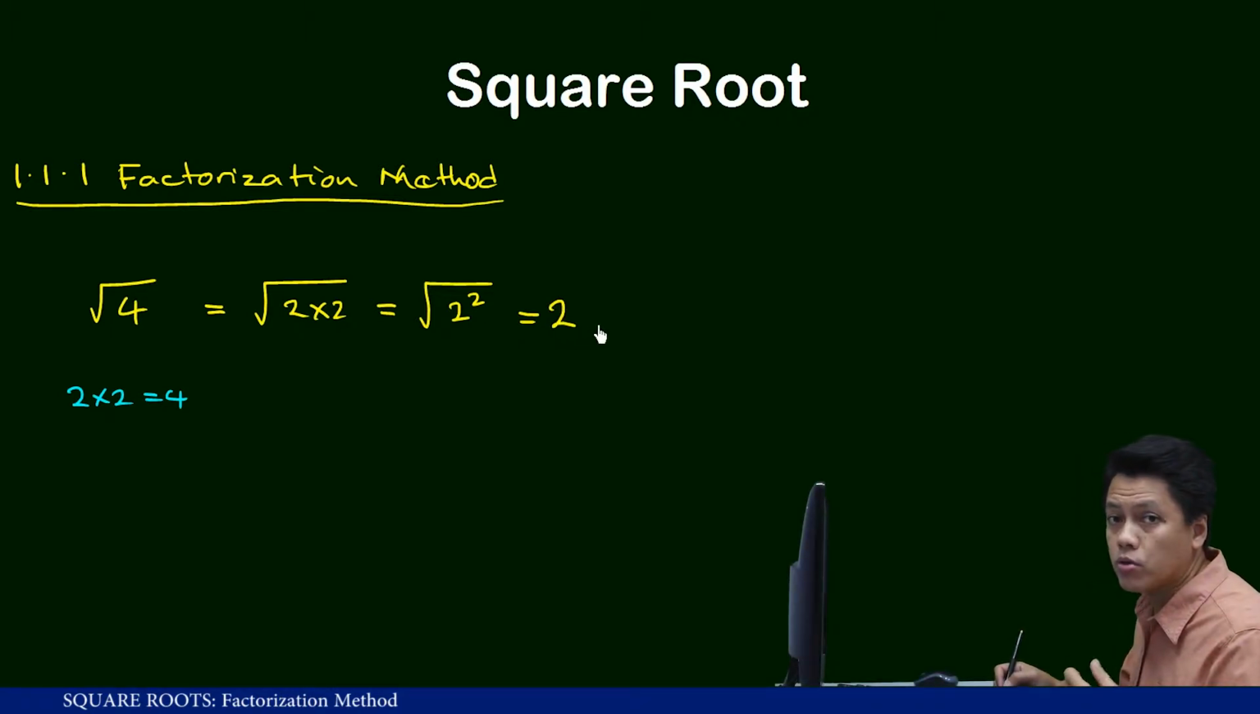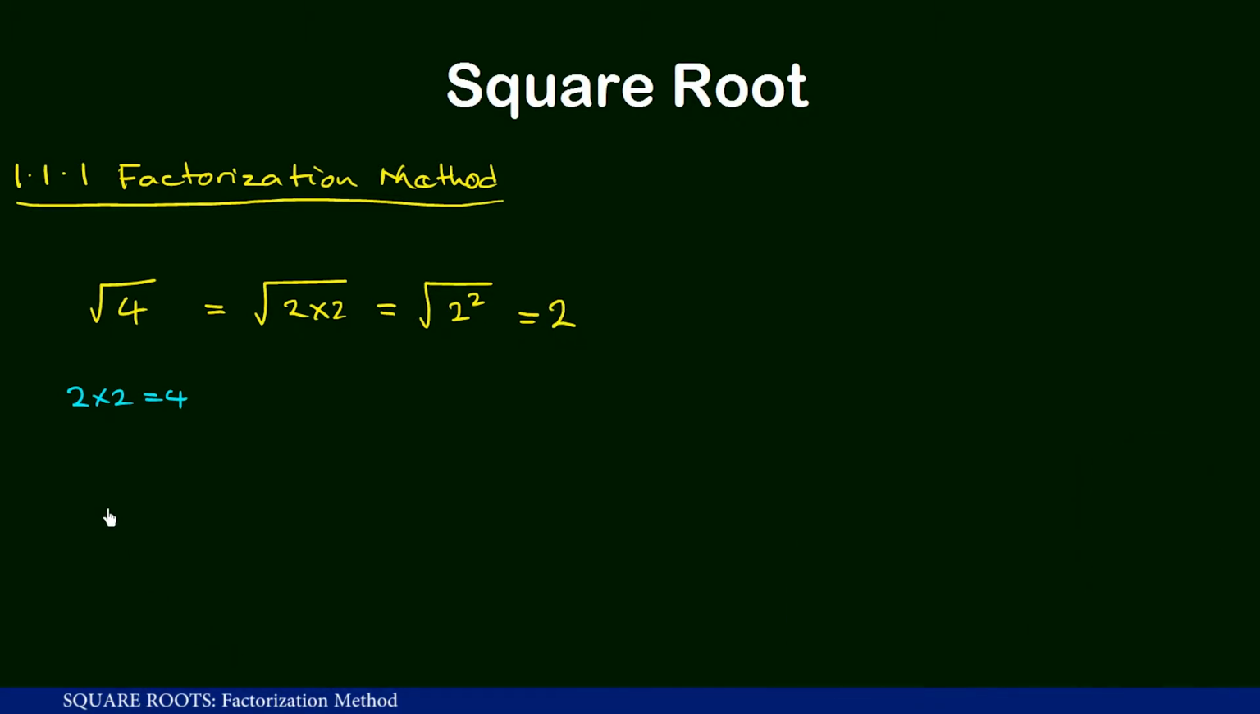Likewise, if you want to find out the square root of 81, we know very well that 9 times 9 is equal to 81. And as such, the square root of 81 is equal to the square root of 9 times 9, equal to the square root of 9 squared, and that is basically equal to 9.